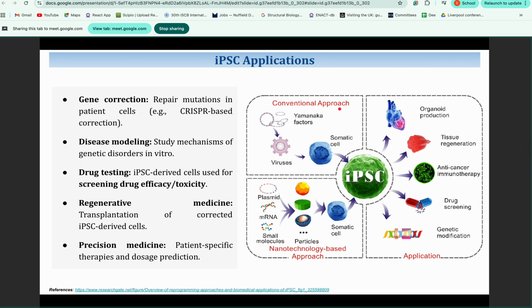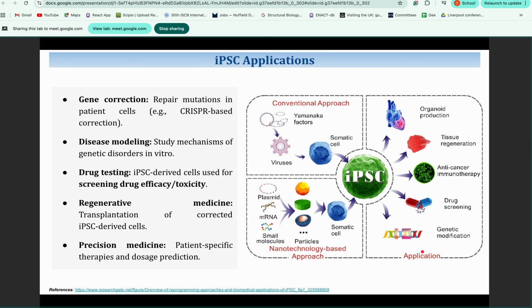Okay, so the conventional approach uses Yamanaka vectors. We can use viruses to insert the genes of interest and make the somatic cell into an iPSC, an induced pluripotent stem cell. Then comes the nanotechnology-based approach, in which we have plasmids, mRNA, and small molecules. Particles can act as delivery agents, which carry these plasmids, mRNA, and small molecules and deliver them into the somatic cells. Then we can convert these somatic cells into induced pluripotent stem cells.